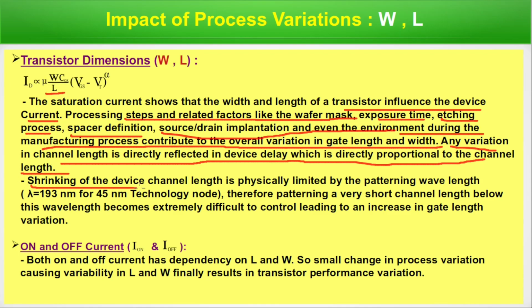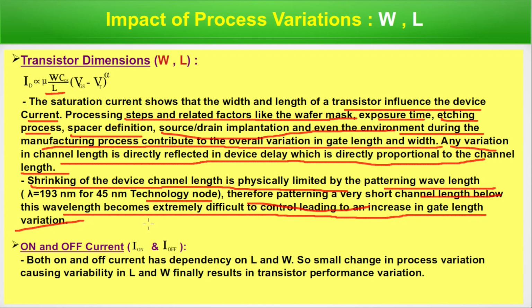So shrinking of device channel length is physically limited by patterning wavelength, where lambda is 193 nanometer for the 45 nanometer technology node. Therefore, patterning a very short channel length below this wavelength becomes extremely difficult to control, leading to an increase in gate length variation. If we scale down the device dimension, accordingly we have to scale down other things. The patterning wavelength used for the 45 nanometer technology node is 193 nanometer. Patterning a very short channel with this wavelength is difficult and variation gets introduced there.